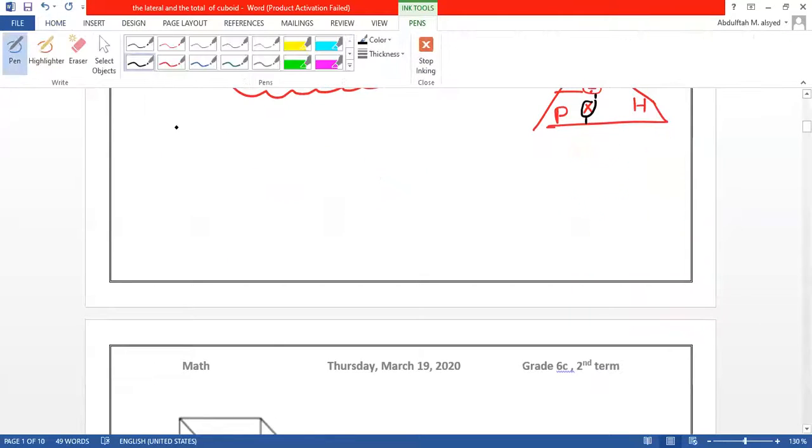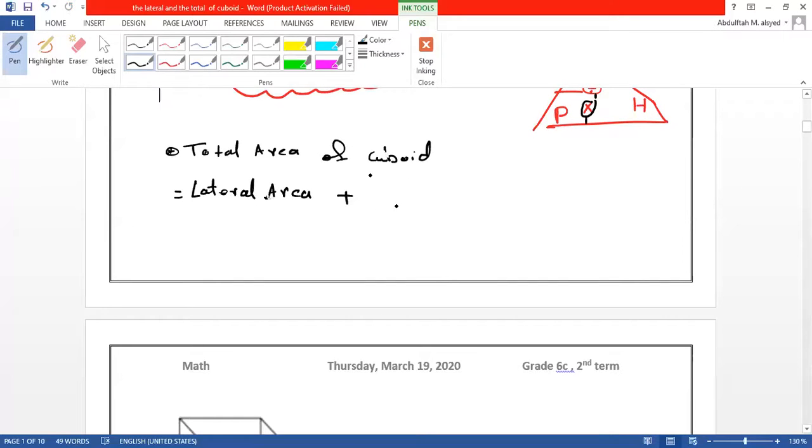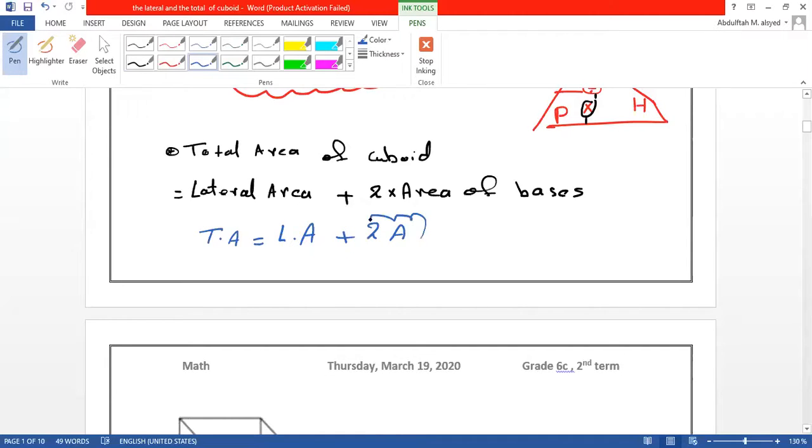Remember, you have to follow the rule of total area of cuboid: it equals the lateral area, which is the area of 4 faces, plus the area of 2 bases. So the total area equals lateral area plus 2 times the area of the base.